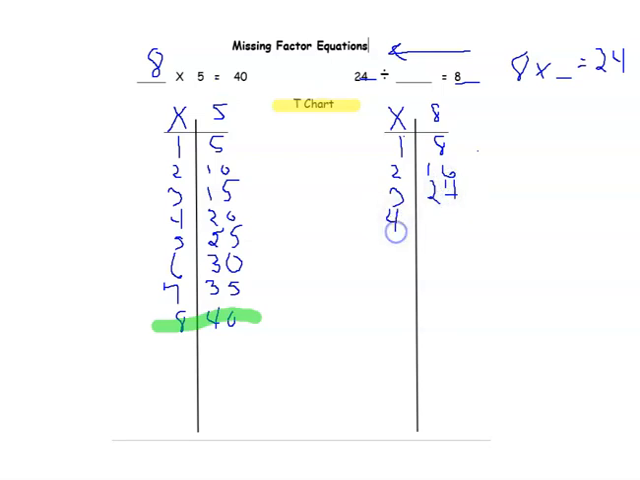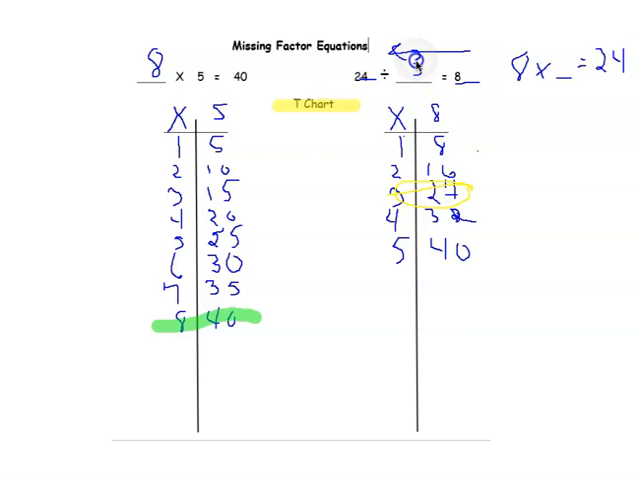4 times 8 is 32, or 24. Oops, that's 2. There we go. 24 plus 8 is 32. 5 times 8 is 40. Well, wait a minute. Have I already found what I was looking for? I have. Look back here. 3 groups of 4 is 24. So the missing divisor in my number sentence for division is 3.